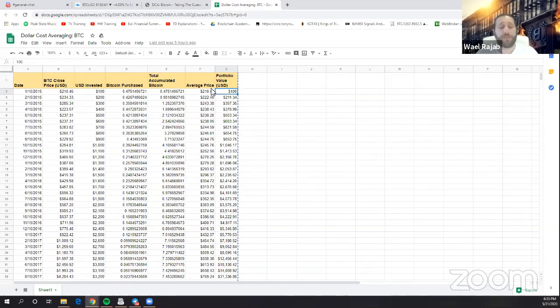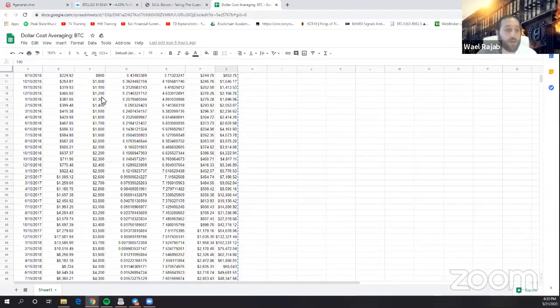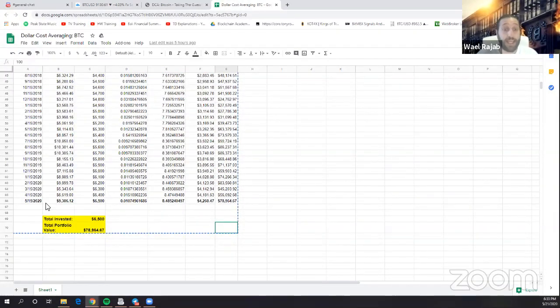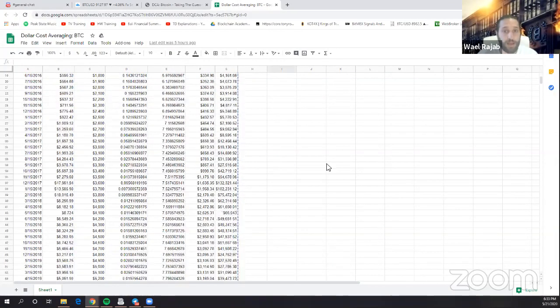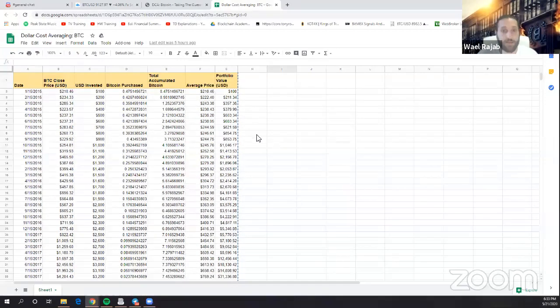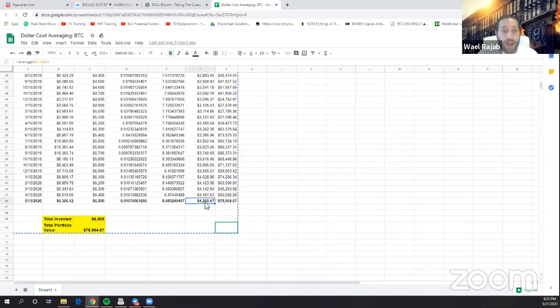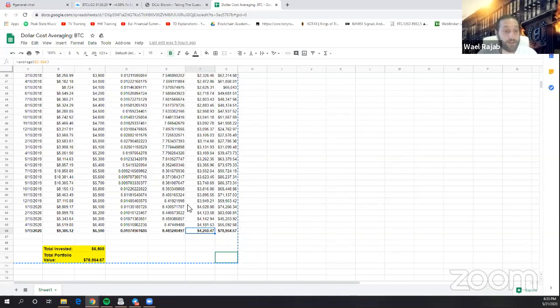So 2015, $100. We're investing all the way till today. We have 8.4 Bitcoins, a whopping balance. That's a lot of Bitcoins, 78,000 USD, and our total investment was 6,500. I'm just gonna take a look at this figure, average price, and this was our averaged entry. Sorry, I should have seen that earlier. So our averaged entry in Bitcoin is 4,200.